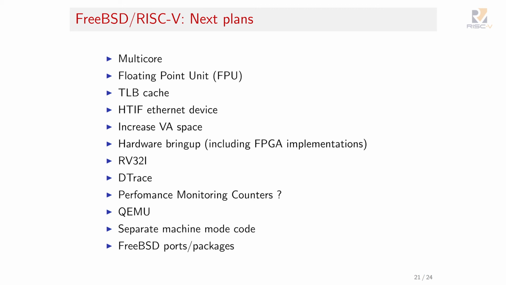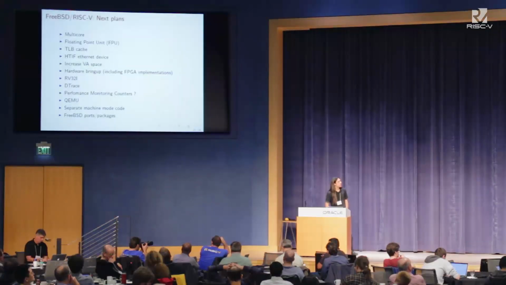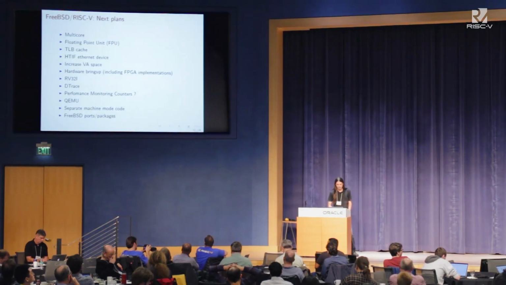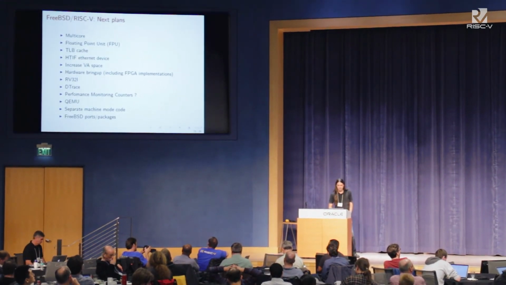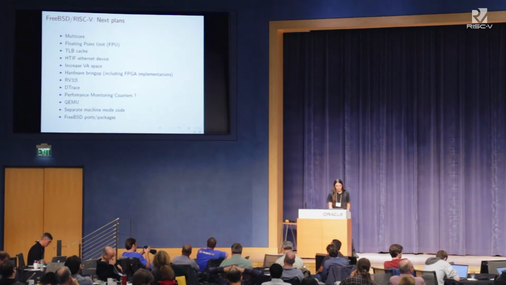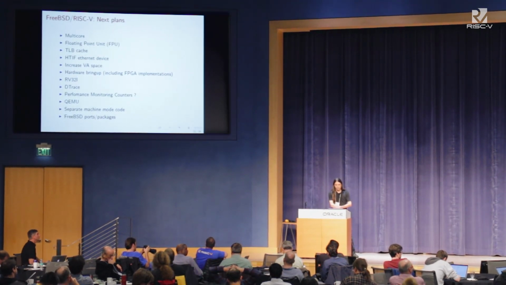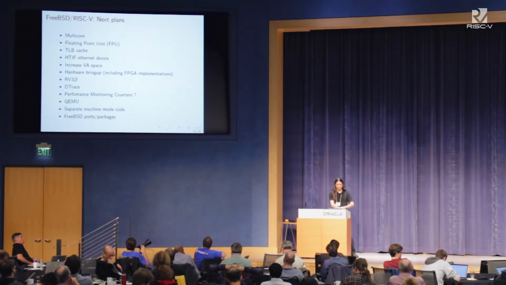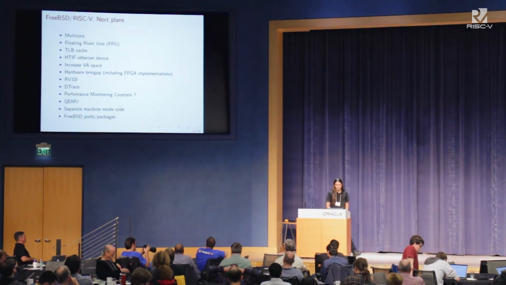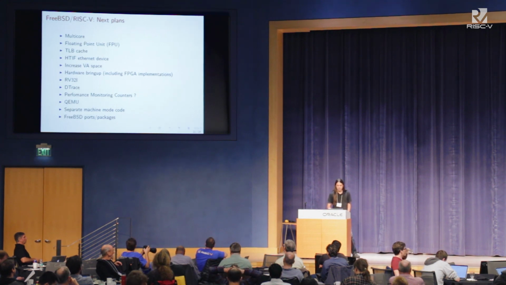Yes, we plan to work on FPGA implementations. We want to support lowRISC, of course, and other FPGA stuff. And it would be really fun if some 32-bit RISC-V implementation supported an MMU, because I have not seen any 32-bit one with an MMU. Probably Rocket doesn't support MMU. And of course, tracing and counters, QEMU, and we need to remove machine mode code, because it's designed for bootloaders. And we have about 25,000 packages in the FreeBSD ports collection, so we need to be able to compile and run them.